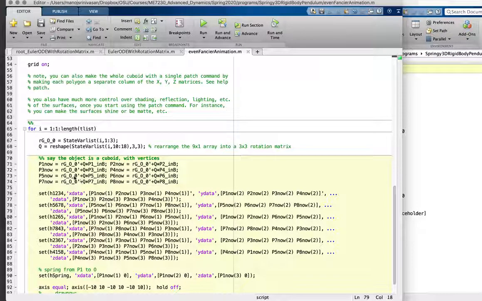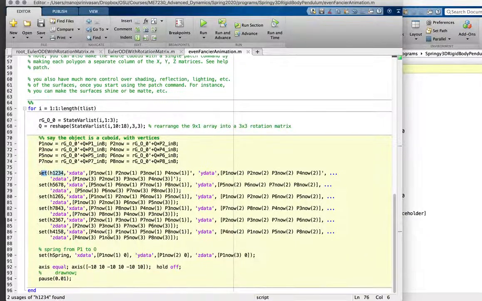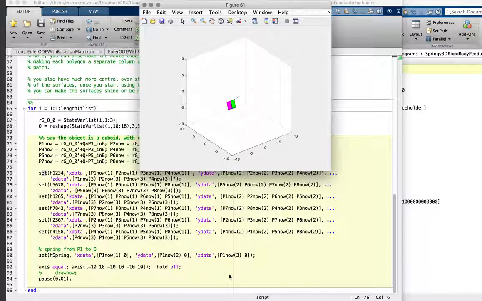So what we can do is once we've gotten the new X, Y, Z coordinates, we can just change them instead of replotting the patch. Okay, so that's what we're doing here, set. And then we just do that over and over again, and that's the animation. So let's look at the animation. That's what that looks like.